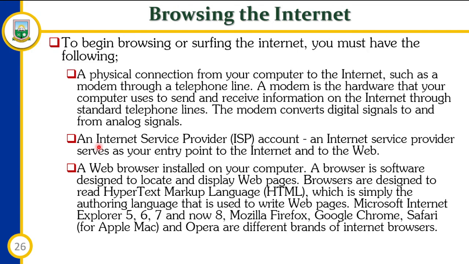Now, the ISP, which we normally term as the Internet Service Provider account, serves as an entry point to the internet, to the world, to the web. To have access to the internet, we always need what we call the ISP, the Internet Service Provider. In Ghana, we have lots of them. We have Vodafone, MTN, and I think Surfline. There are lots of ISPs that give us access to go onto the web and get connected to the internet.